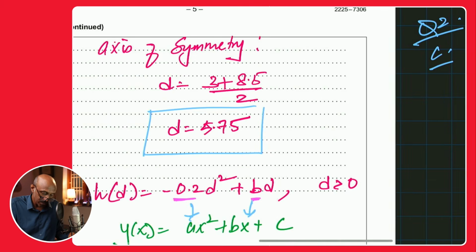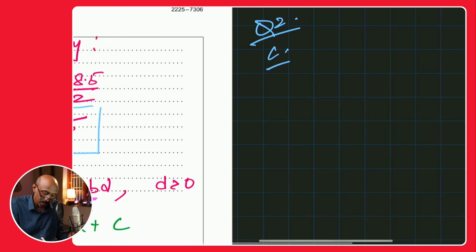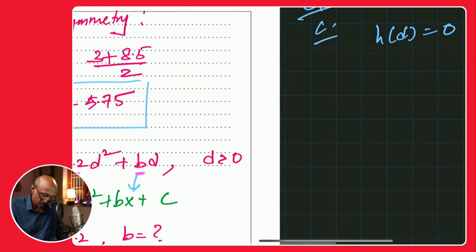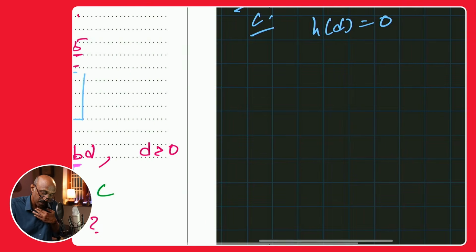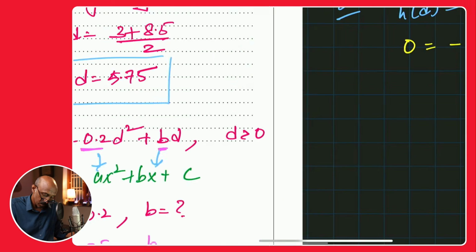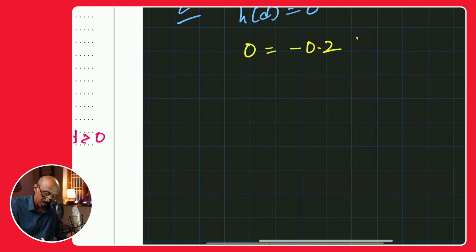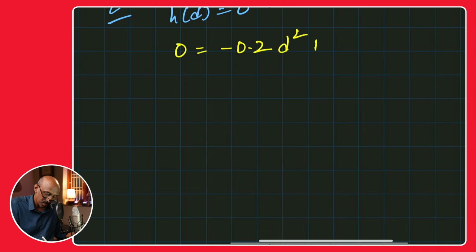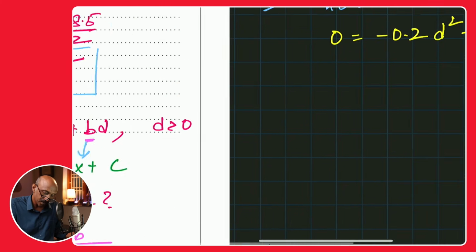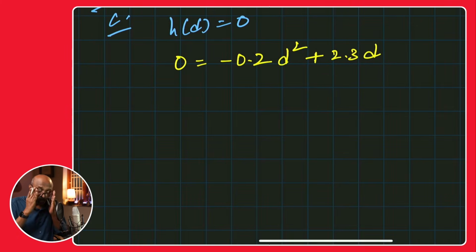So question number 2C, we say h of d must be 0. H of d must be equal to 0. All right, and we found out the values right now. The b is found out, a was already given, so we can just put that down, and we are saying 0 must be equal to negative 0.2 d square. You're solving for d, of course. You're finding the value of d plus b, which we found out was 2.3, times d. Is that right? 2.3 times d. There you go. Right now, you are not an AA student, so you don't have to spend too much time trying to solve this.